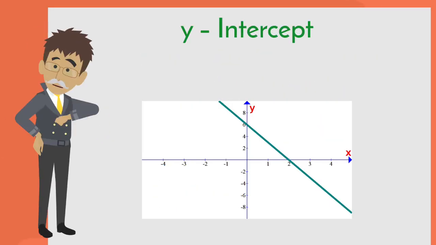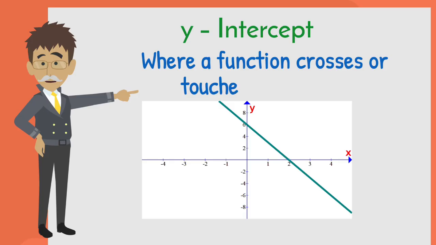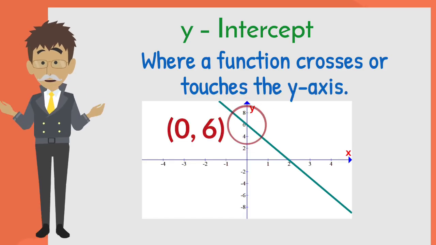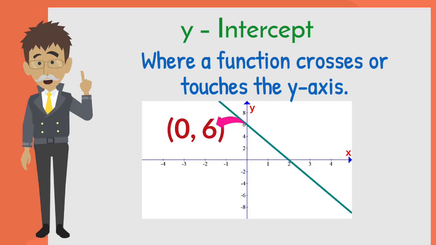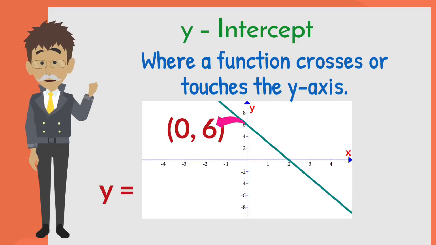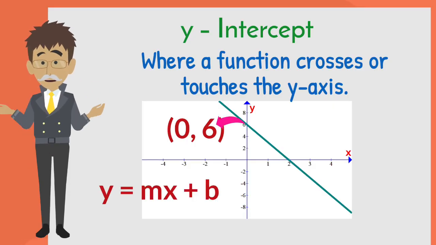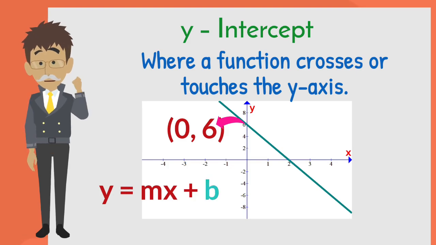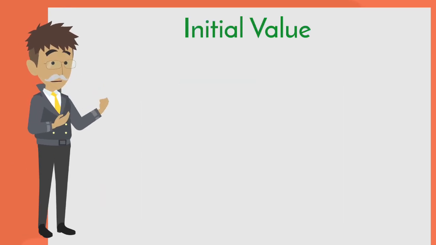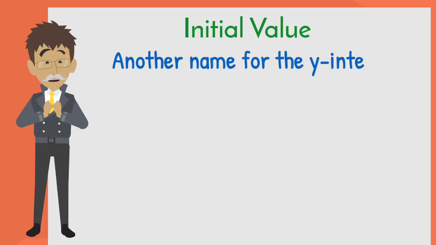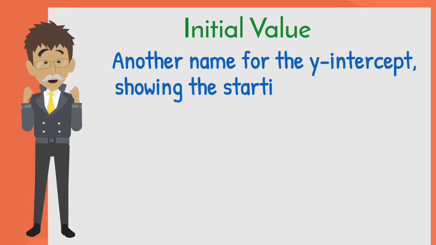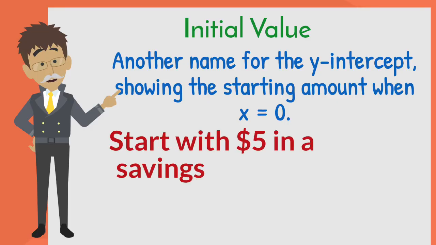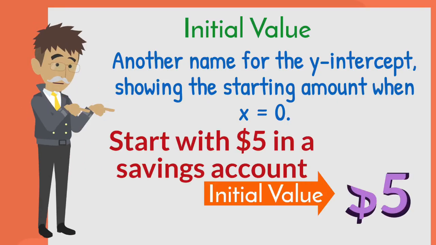Y-intercept. Where a function crosses or touches the y-axis. It is represented by the coordinate (0, y), where y is the y-intercept. It is represented by b in the equation y equals mx plus b for linear functions. Initial value. Another name for the y-intercept, showing the starting amount when x equals 0. If you start with $5 in a savings account, the initial value is 5.